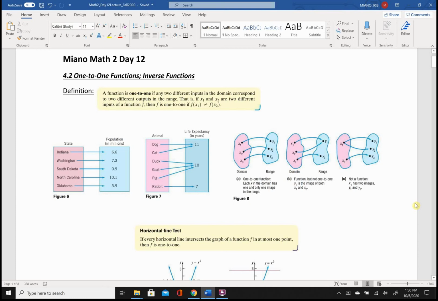Today we will be very ambitiously covering two sections, one on one-to-one functions and their inverses, and the next section after that will be on exponential functions. Quite a bit of material to cover today.